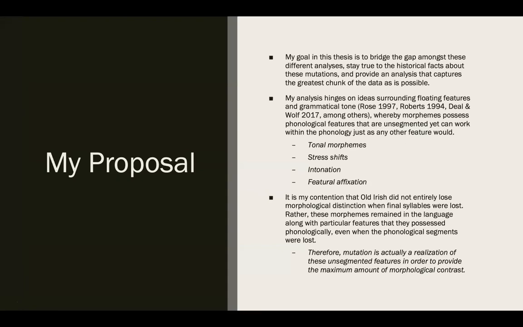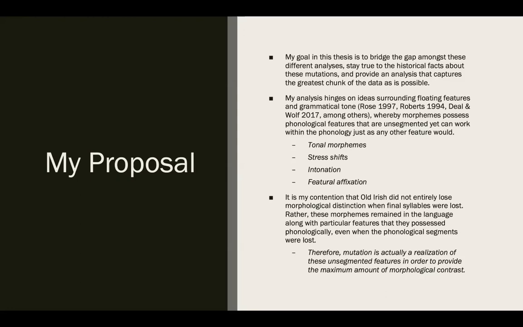It is my contention that Old Irish did not entirely lose the morphological distinction when final syllables were lost. Rather, these morphemes remained in the language along with particular phonological features, but they lost their phonological segments. Therefore, mutation is actually a realization of these unsegmented features in order to provide the maximum amount of morphological contrast.